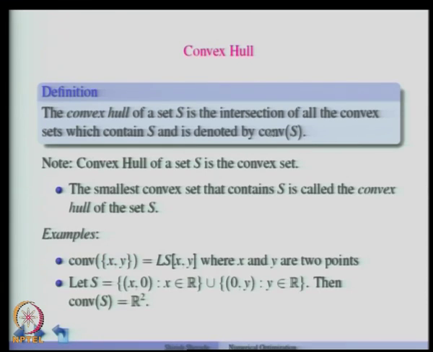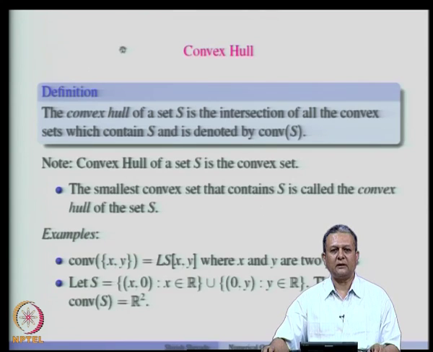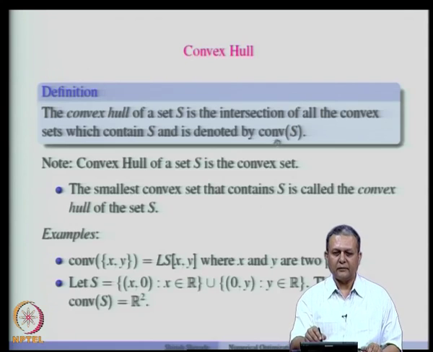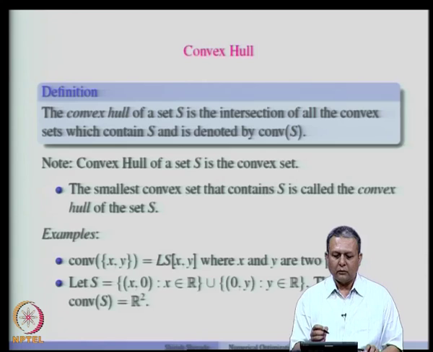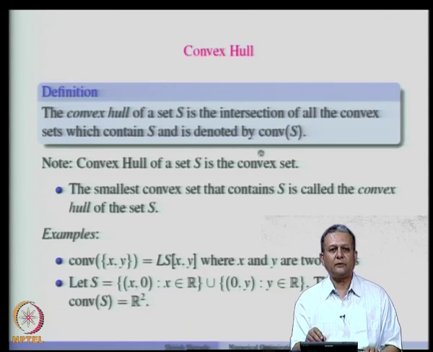So, we were looking at the definition of a convex hull, and we saw that the convex hull of a set is the intersection of all convex sets which contain the set S, and we are going to denote it by the symbol convex hull of the set. By this definition, the convex hull is a convex set, because we are taking the intersection of all convex sets. We saw this result in the last class, that the intersection of any collection of convex sets is a convex set.